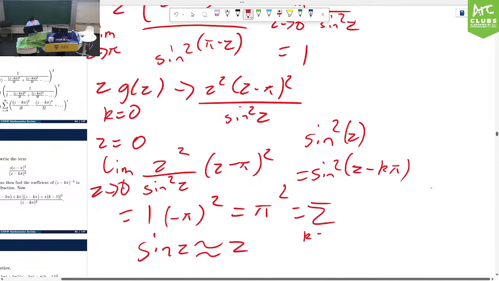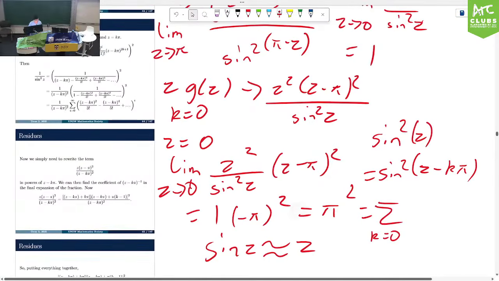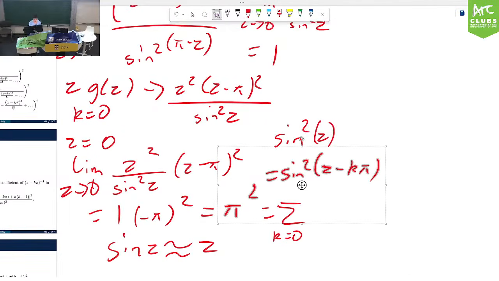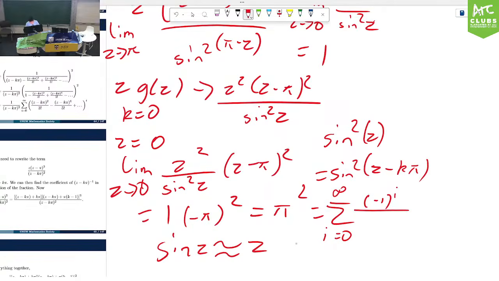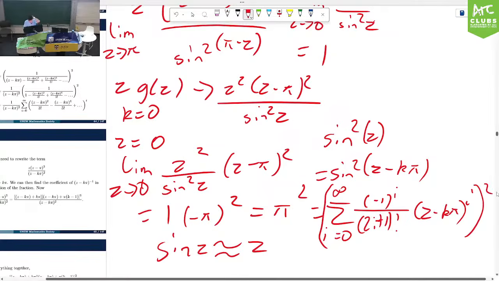Next, k equals 0. Wait, I can't really use k. Okay, just i equals 0 to infinity. I need 1 over the factorial stuff, so 2i plus 1 factorial, z minus k pi, and then this thing to the power of i. But that's just sine of z minus k pi. So obviously we're going to power that to 2 because this is sine squared.